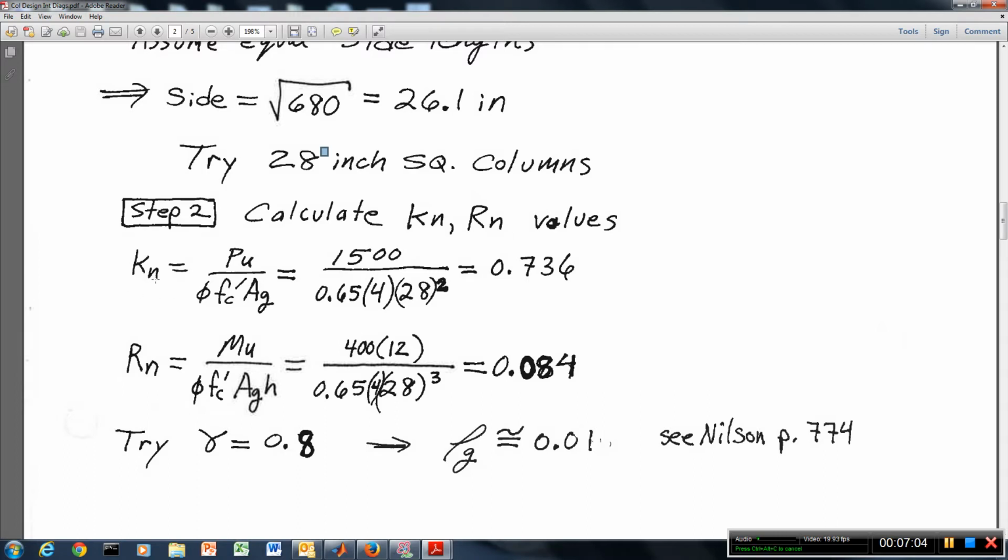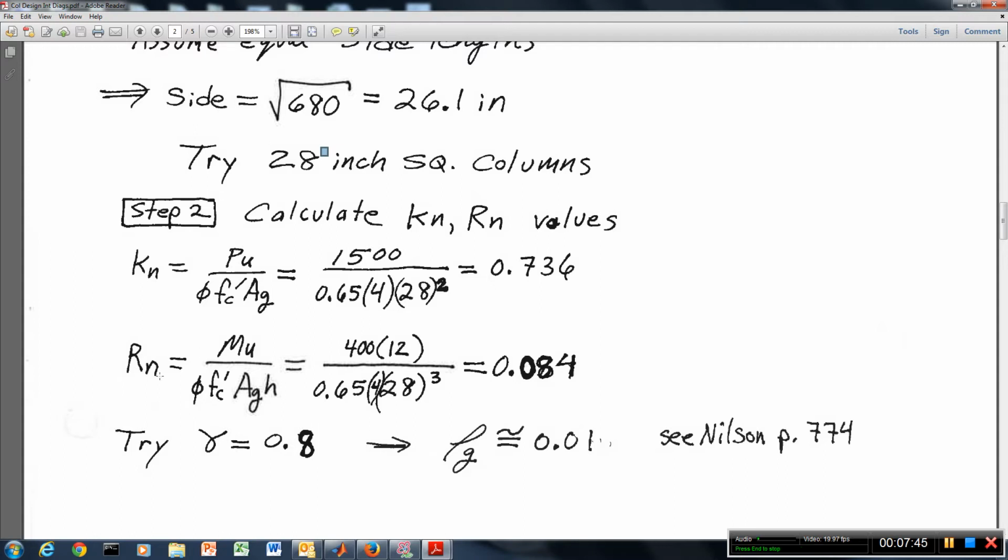First off, we have what is called K sub n, and it is equal to P sub u over phi times F sub C prime times A G. And so if we put in all that information here, 1500 over 0.65 for phi, and that's the 0.65 for phi for a column in the case of axial loading. We have F sub C prime of 4 KSI, and our assumed or estimated column size is 28 inches squared, and we get there a value of 0.736.